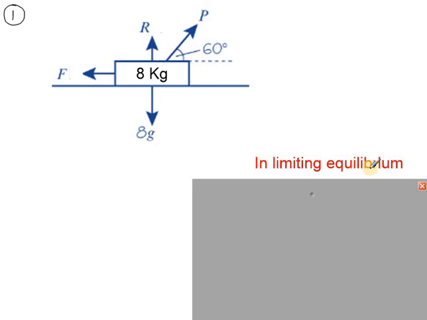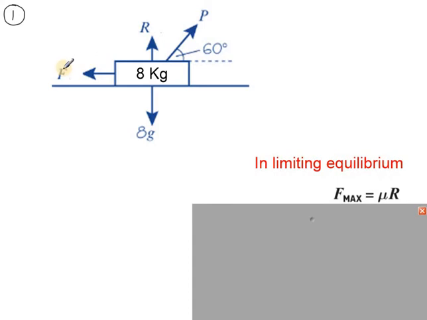The whole system is in limiting equilibrium, which means the block is about to slip, so currently it's static, it isn't moving. So the frictional force here will be at its maximum value because the block is in limiting equilibrium.